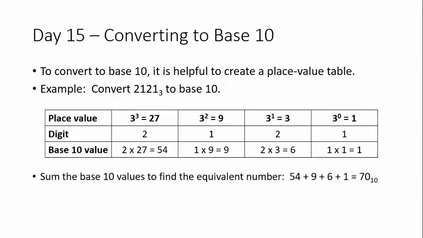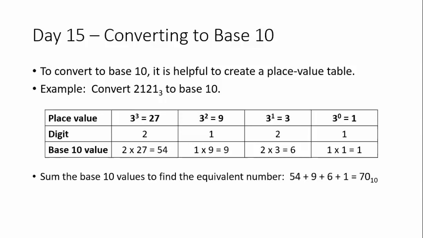Sometimes we need to convert these numbers in other bases to base 10. When we do that, it's helpful to create a table. In this problem, I'm converting 2121 base 3 into a base 10 number. In the base 3 number, each position has a value, and these are powers of 3 since we're in base 3. So moving from right to left, the positions have the value 3 to the 0 power, which is 1, 3 to the first power, which equals 3, 3 squared, and then 3 cubed.